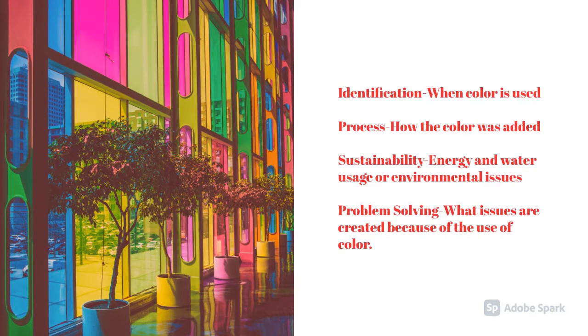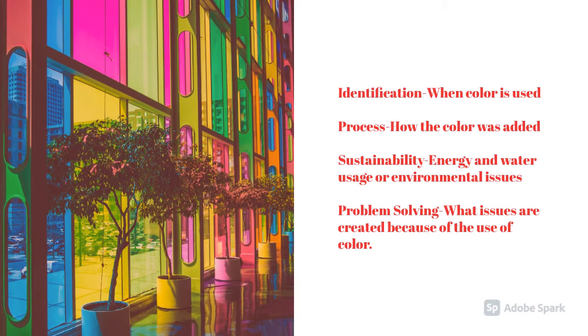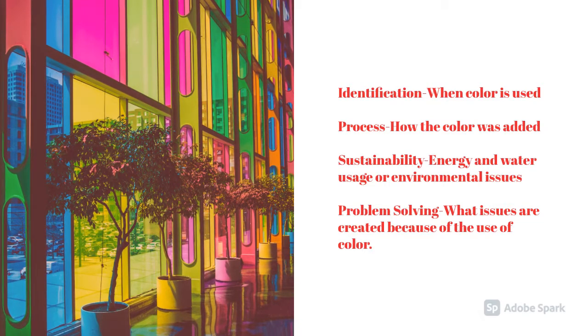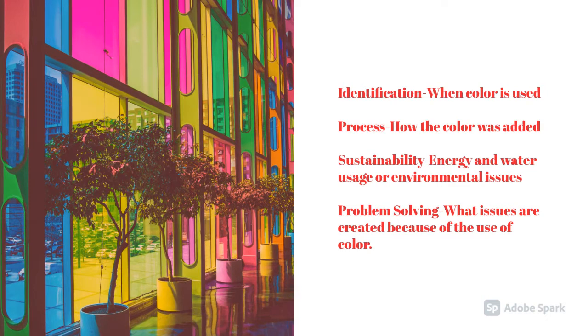Determining those colors and how they're applied and what dyes and colorants are used is challenging. And that's what we're going to talk about in this chapter. We're just going to talk about the characteristics of color. We're going to focus on identification. We're going to focus on process. We're going to focus on sustainability. And then we're going to end with problem solving. So what kind of problems happen because of color?